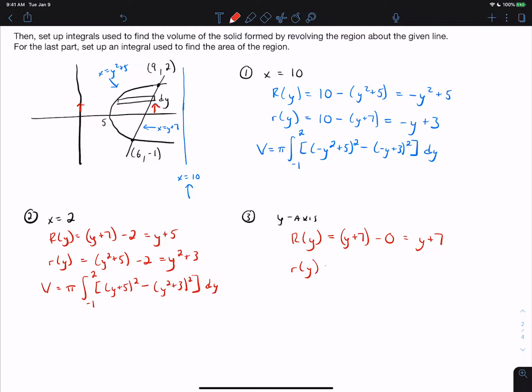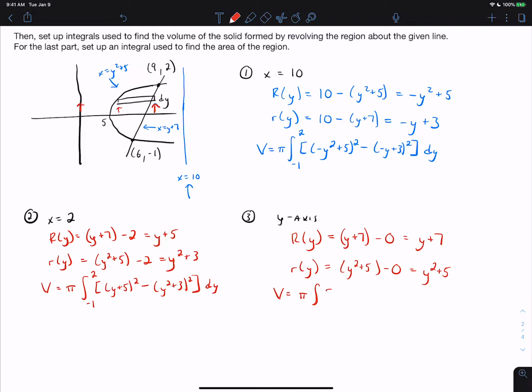Small r is the distance from the closer end of the rectangle to the line, to the y-axis line. So you take the right x, which is y squared plus 5, minus the left x, which is 0. That gets us y squared plus 5.